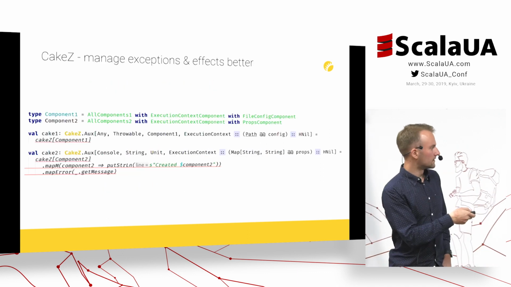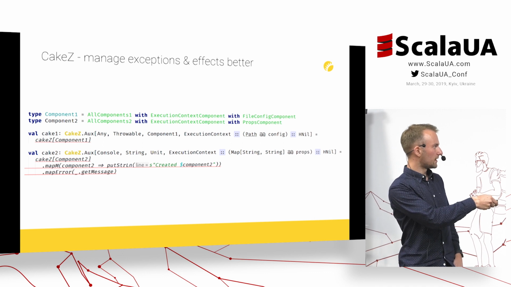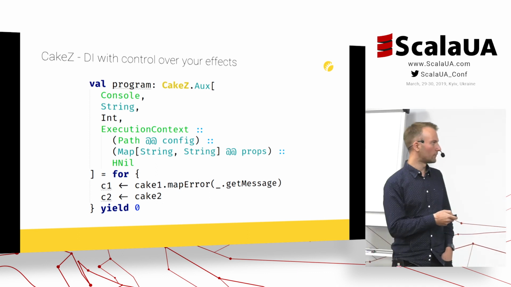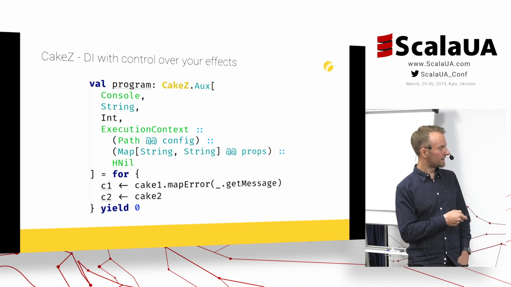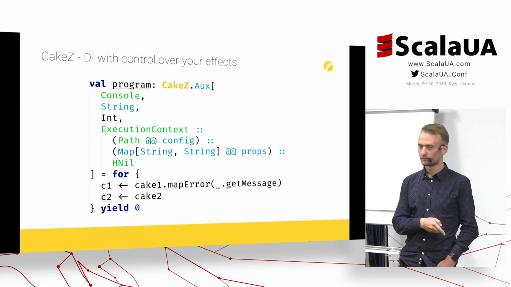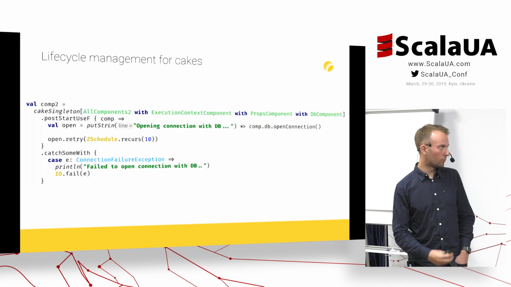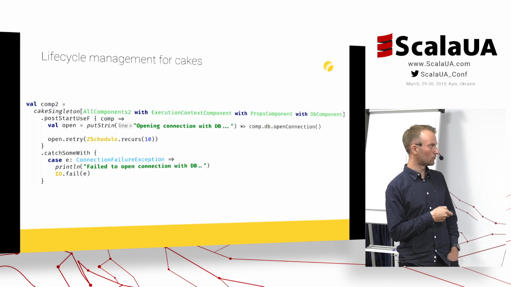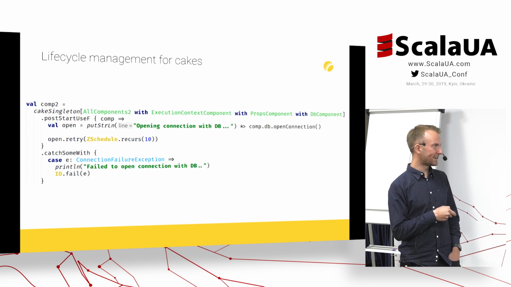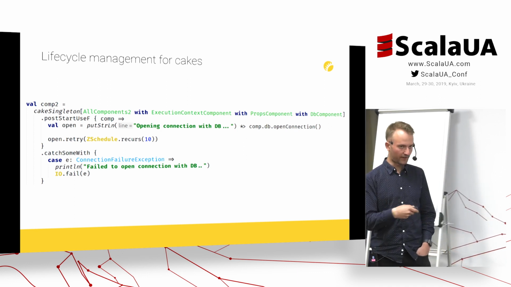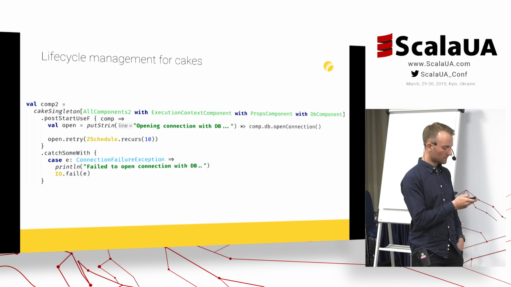Additionally, Cake1 has no effects, Cake2 has console effect. Combining them with flatMap, we also combine the effects along with the dependencies. Is it clear? Okay. Both ZIO and cats implementations allow you to make your cake a singleton one. It's implemented using Ref, cats.effect.Ref or ZIO Ref.